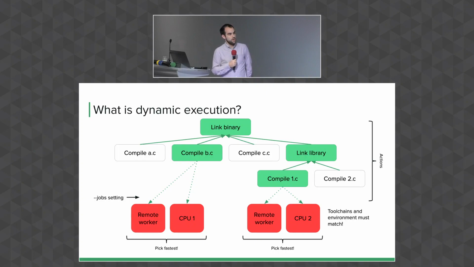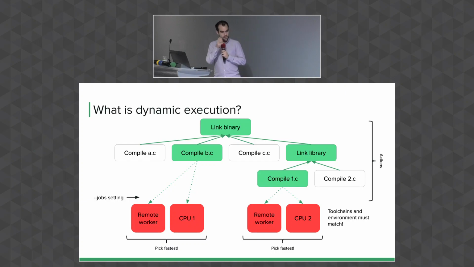So with this, as I was saying before, let's say b.c is always faster locally, but for whatever reason, somebody happened to build that remotely earlier, and it was cached, then you would take advantage of that immediately without having to rebuild it on your local machine, even if you thought that building it locally would be faster. So that's essentially dynamic execution in concept. Very simple, right? So now we will dive into the details a little bit more.